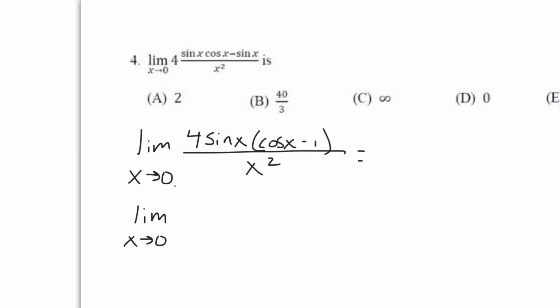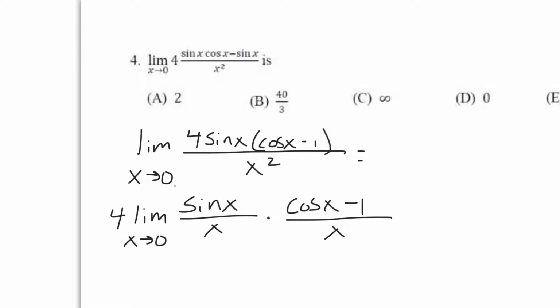For limits, you are allowed to take the coefficient and bring it out in front. So I'm going to do that. I'm going to change the way this looks to be sine of x over x times cosine of x minus 1 over x. So I took this x squared and broke it into x and x. x times x is x squared, so that's fine to do.